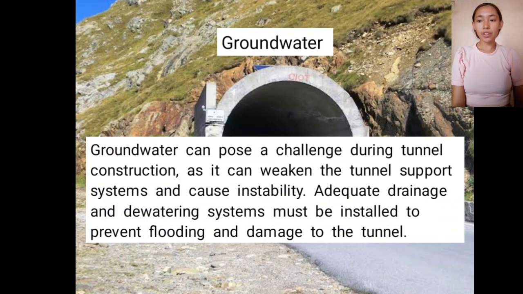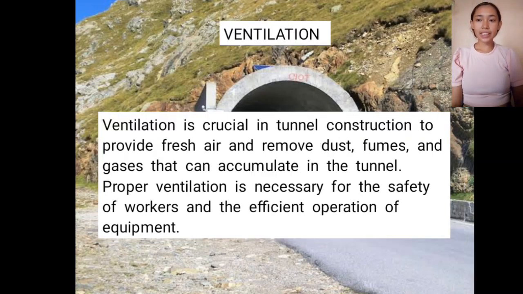Second is groundwater. Groundwater can pose a challenge during tunnel construction, as it can weaken the tunnel support systems and cause instability. Adequate drainage and dewatering systems must be installed to prevent flooding and damage to the tunnel. Third is ventilation. Ventilation is crucial in tunnel construction to provide fresh air and remove dust, fumes, and gases that can accumulate in the tunnel. Proper ventilation is necessary for the safety of workers and the efficient operation of equipment.